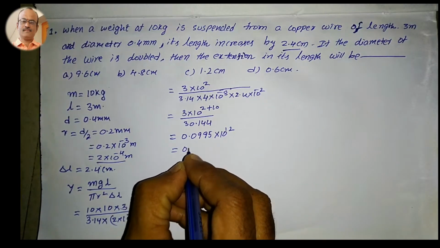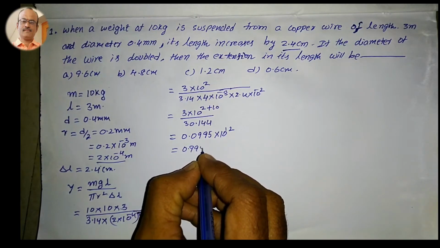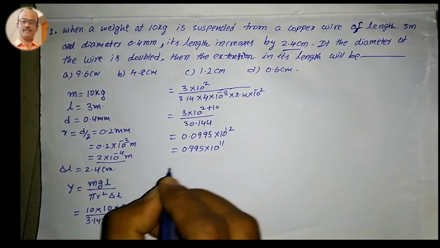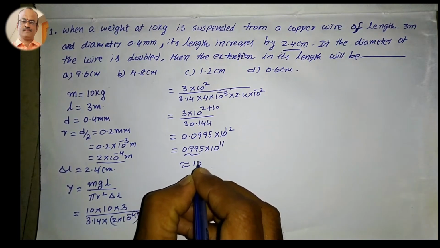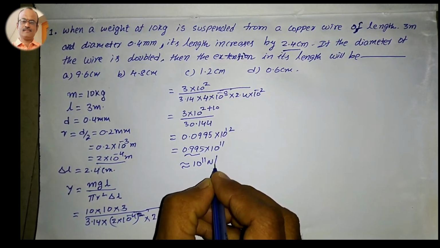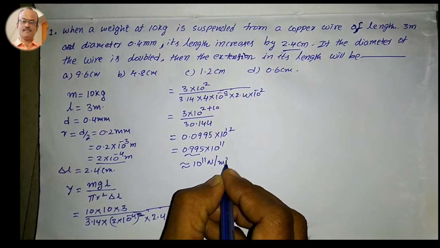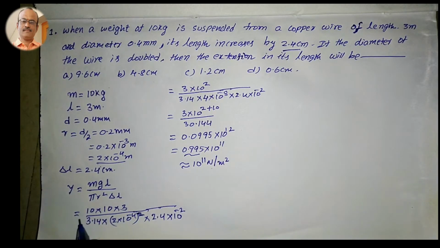So here 0.995 into 10 to the power of 11, it is nearly 1. So nearly I will write 10 to the power of 11 Newton per meter square. So this is the Young's modulus value. But what do we want to calculate here? If the diameter is doubled, then the extension in its length will be how much?